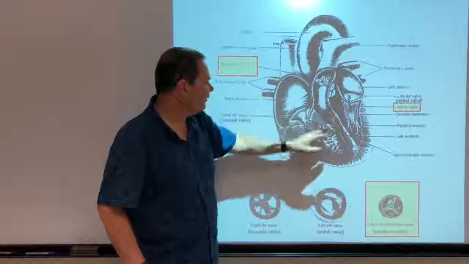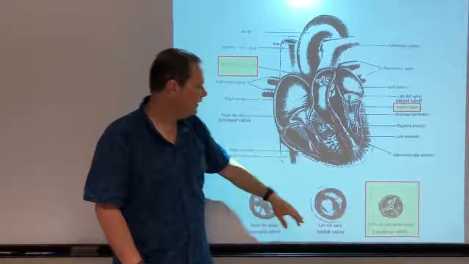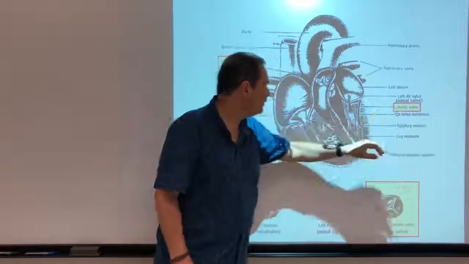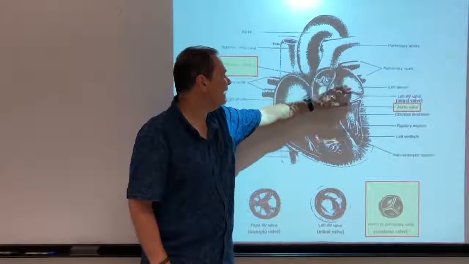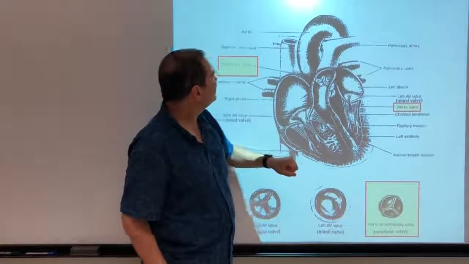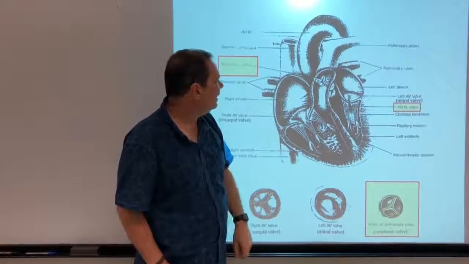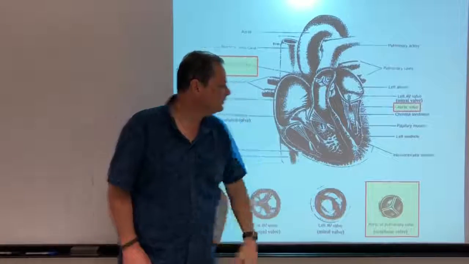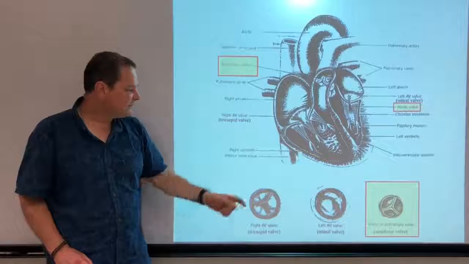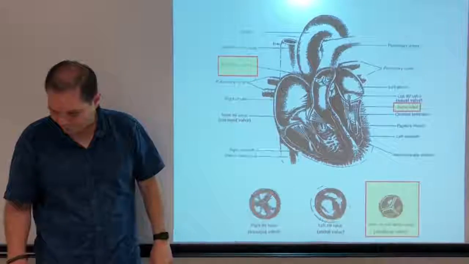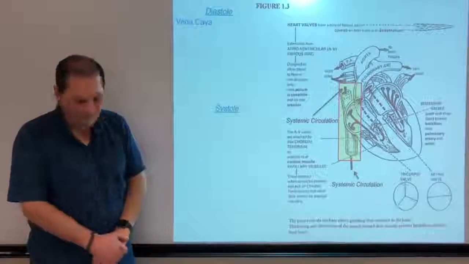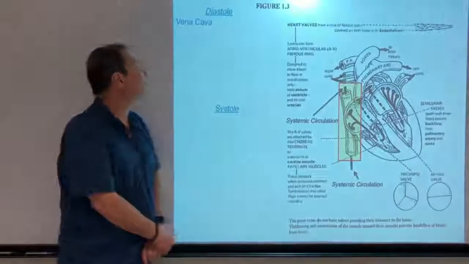And finally, we have the semilunar valves, the pulmonary valve, which is at the entrance of the pulmonary artery, which exits the right ventricle, the aortic valve, which is at the entrance of the aorta, which exits from the left ventricle, okay? And these are your semilunar valves, okay? The way blood flows through the heart.